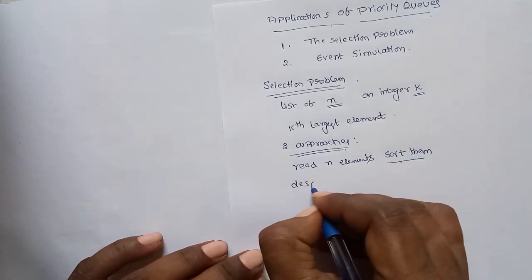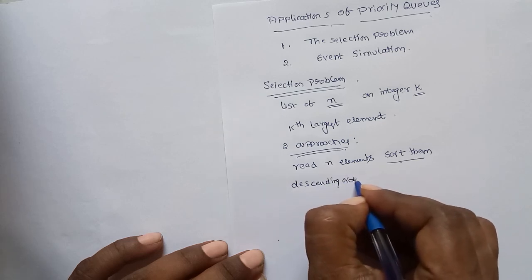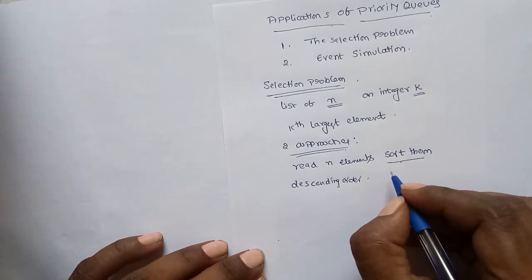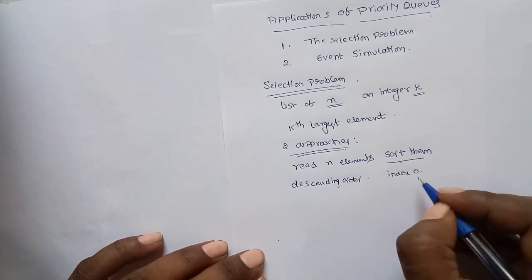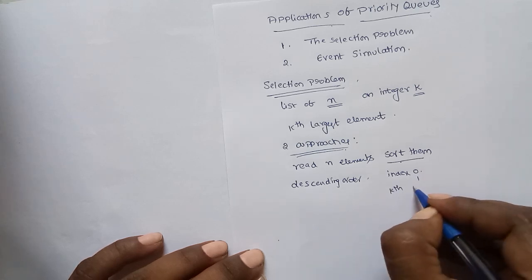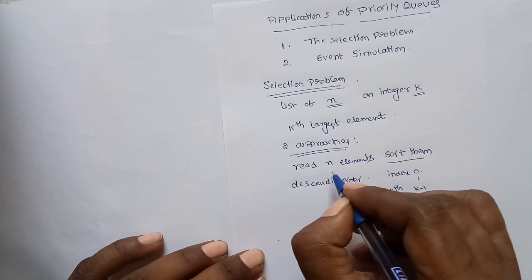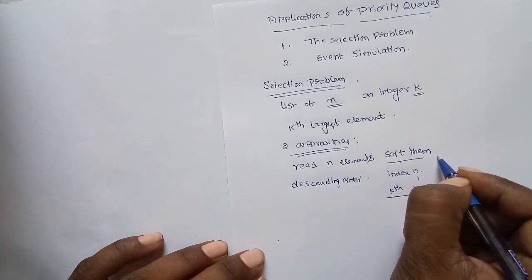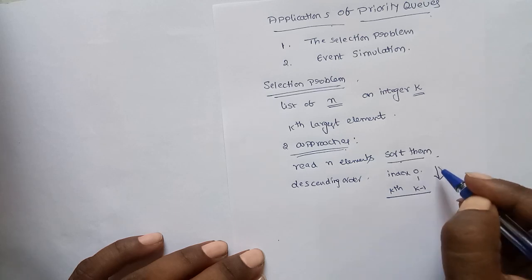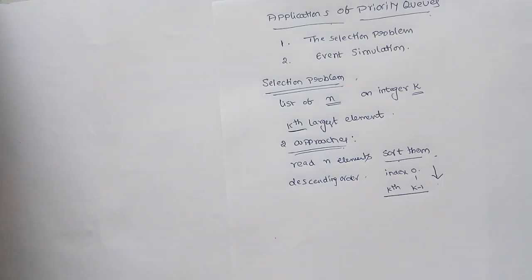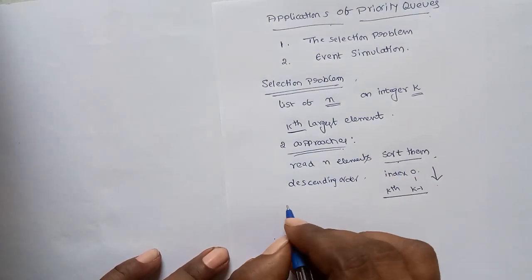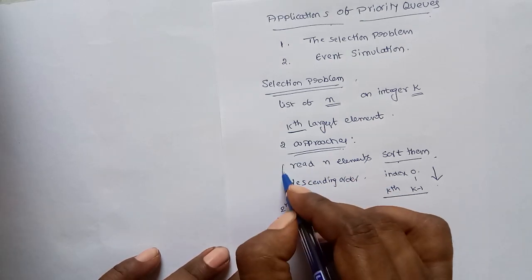For example, if you sort in descending order, where is the first largest element? The first largest element is at index 0. The second largest element is at index 1. The kth largest element is at index k minus 1. That is, if all the elements are placed in decreasing order of their values, it is easy to find the kth largest element. Okay, so let's move to the second approach. Generally, this first approach is not the preferable one.